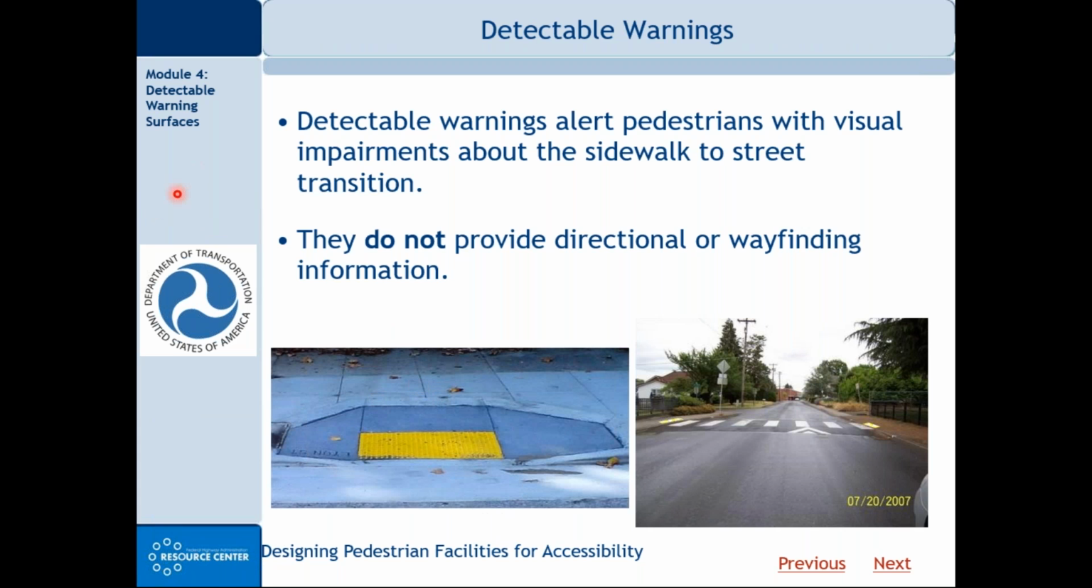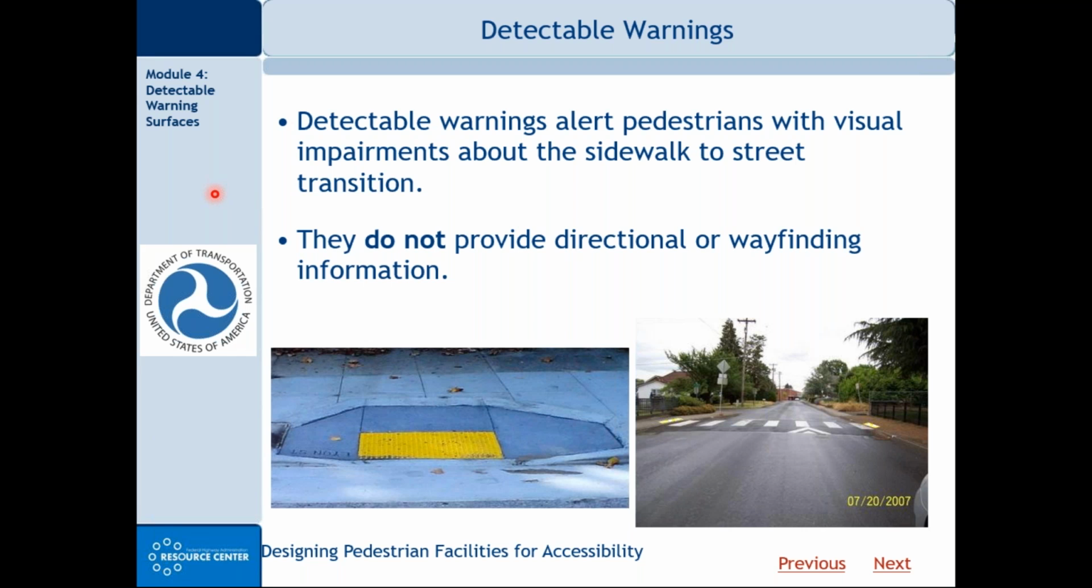Okay. The thing I want to mention about detectable warnings, or if I did mention it, want to emphasize again, is that these devices do not provide any directionality or wayfinding information. There is kind of an urban myth out there about that, but they don't provide directionality. They are strictly a warning mechanism.